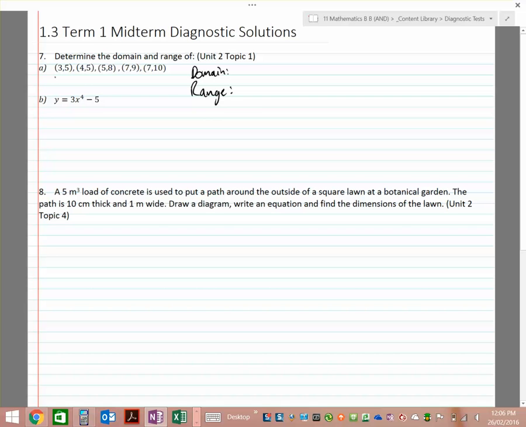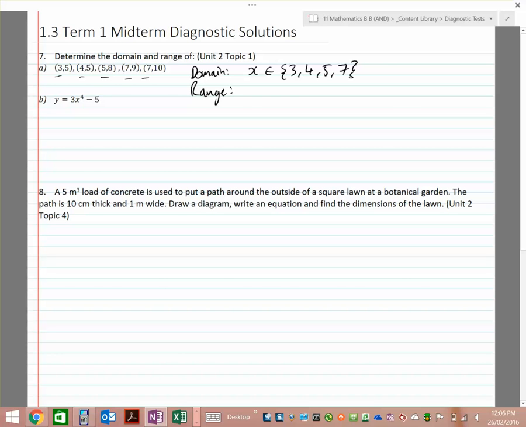So domain, we're just looking at all the possible x values. If I look at these 5 points, there's only actually 4 x values. So the domain is just going to be these x values: 3, 4, 5, and 7. You don't need to repeat that second 7.